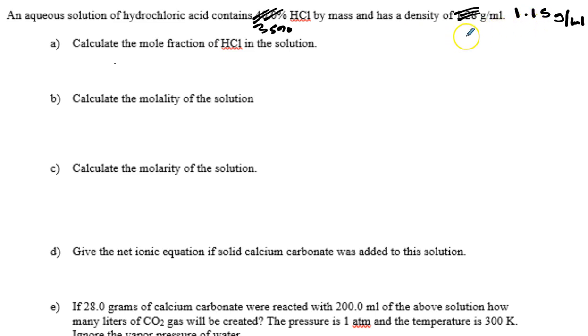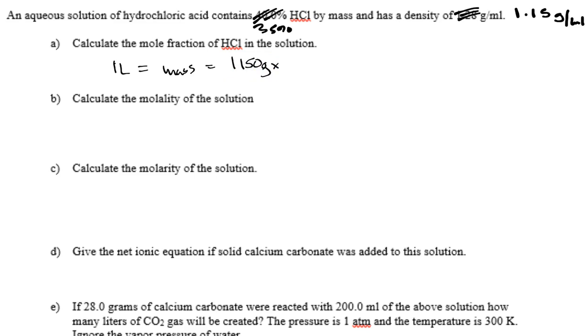If you have a liter of it, all right, so 1 liter, then the mass of it would be 1,150. And that comes from just taking 1,000 milliliters and timing it by that. Okay, we chose 1,000 before. Either one is just fine to do.